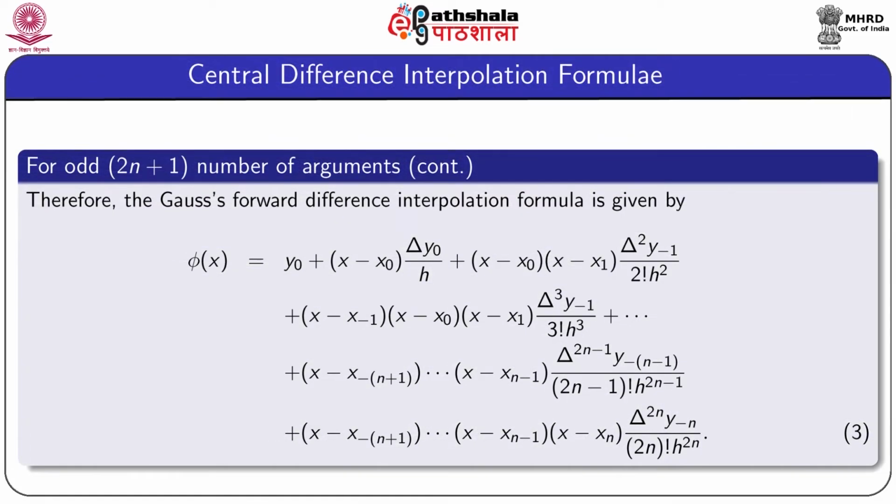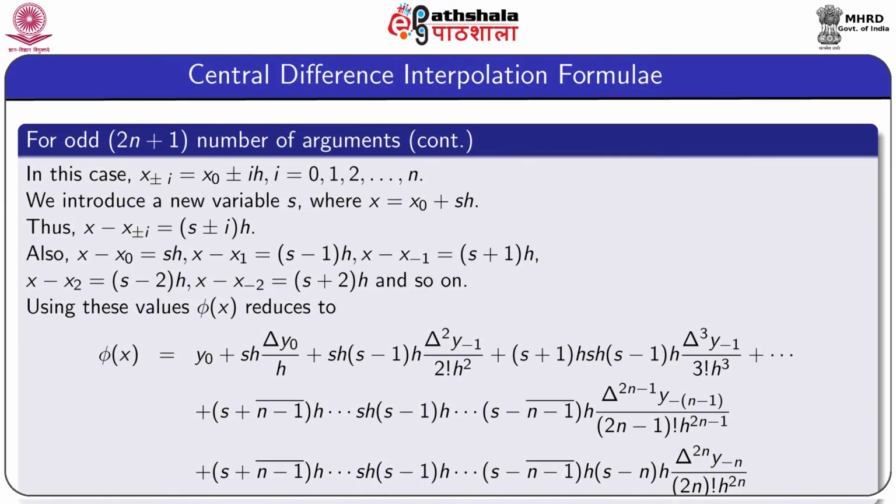That means all the values of a's are determined, and using these values the polynomial phi x becomes this expression: y 0 plus (x minus x 0) into delta y 0 by h plus (x minus x 0) into (x minus x 1) into delta 2 y minus 1 by factorial 2 into h square, and so on. The last term contains twice n number of arguments or twice n number of factors. So, the entire polynomial is a polynomial of degree twice n, and this is expected because the number of points is twice n plus 1.